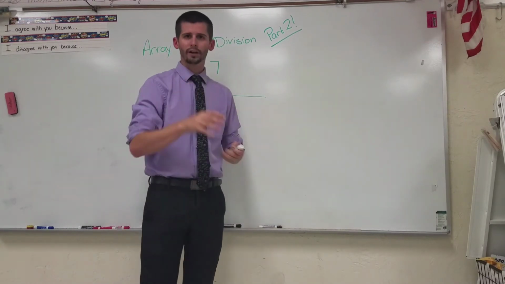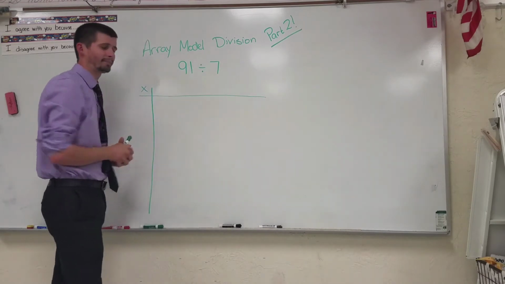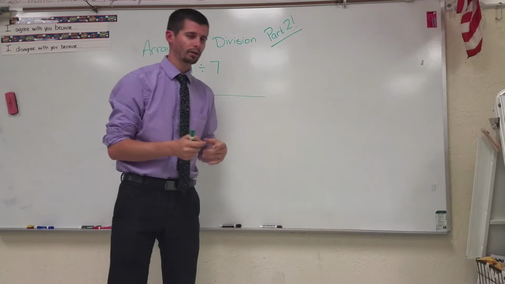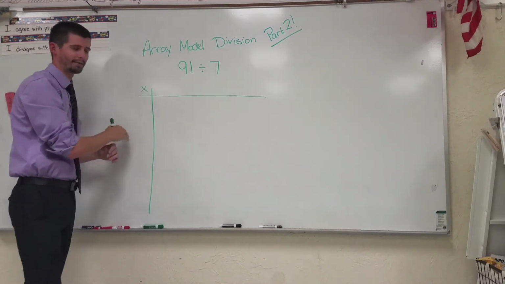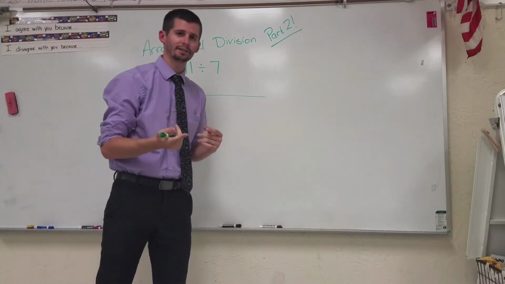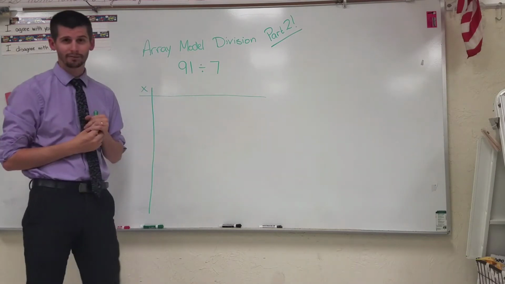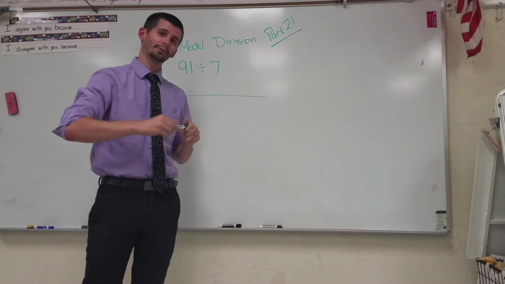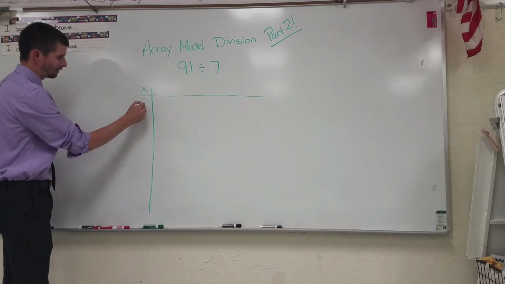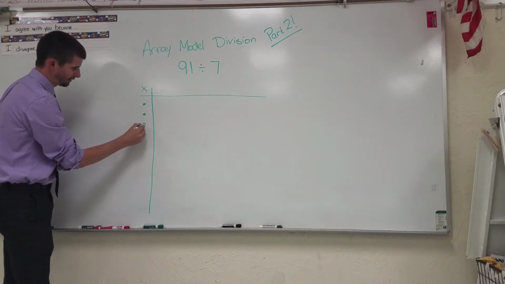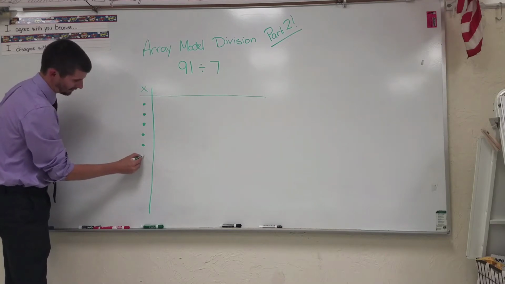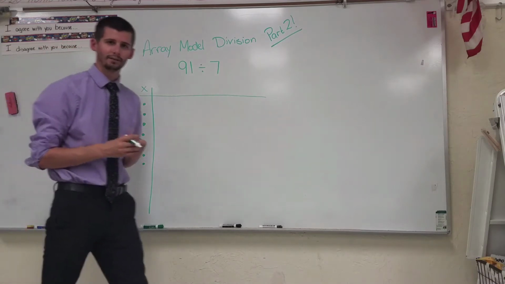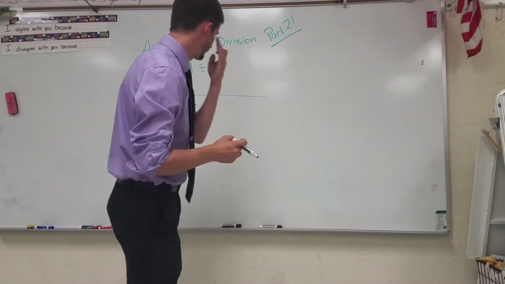All right, so when it comes to division, we can use an array model. So we have 91 divided by 7. When we have 91 divided by 7, we're using an array model. I need to take my divisor, the number I'm dividing by, and put it on the side here. Today we started using base 10 blocks. So I'm just going to show 7 with 7 dots. That's going to represent 7 individual cubes.